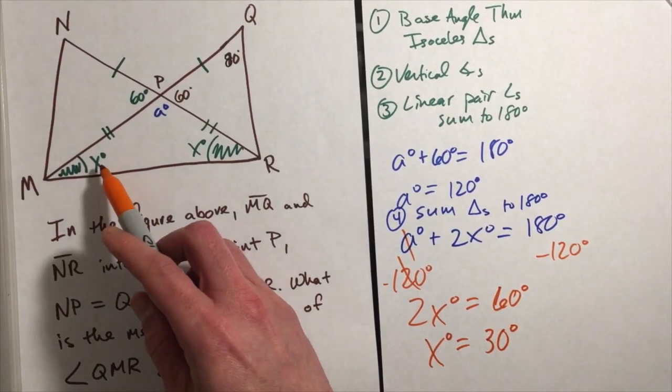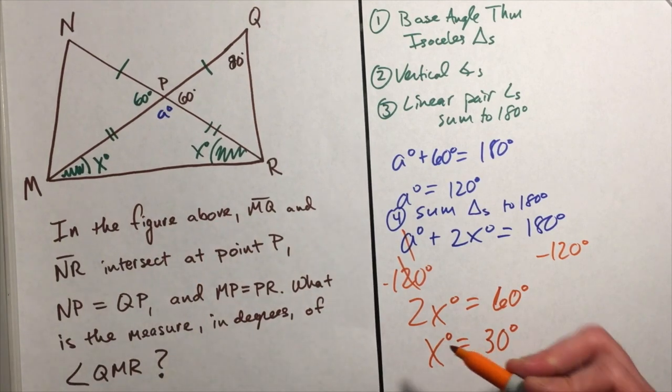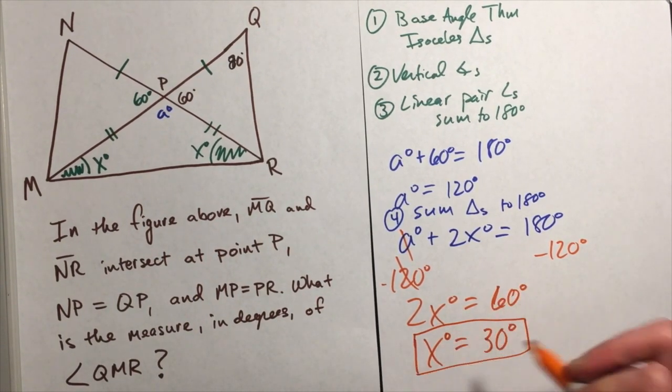And we, of course, just set angle x equal to QMR. That's our answer: 30 degrees.